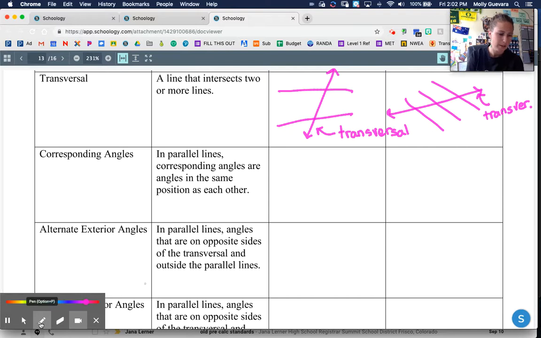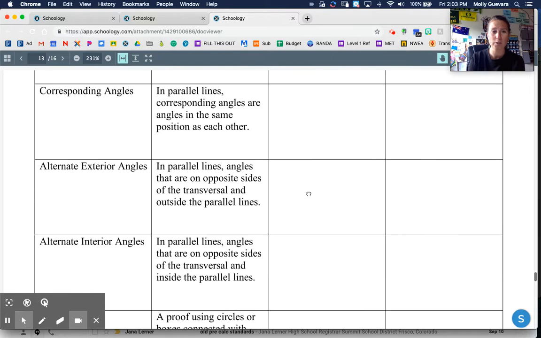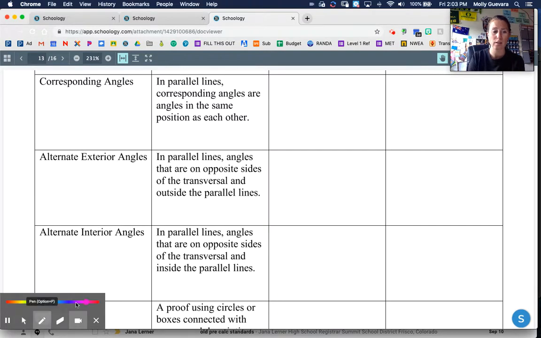Hopefully that makes sense. Okay, so the next 4 terms that we're going to talk about here, I'm going to be using multiple colors for. So if you have multiple colors, it would probably be pretty helpful here. And I wish that I could draw in black, but I can't do that. So we'll make it work. But the next 4 terms are only relevant if we have parallel lines. So the next 4 terms only work if we're talking about parallel lines.